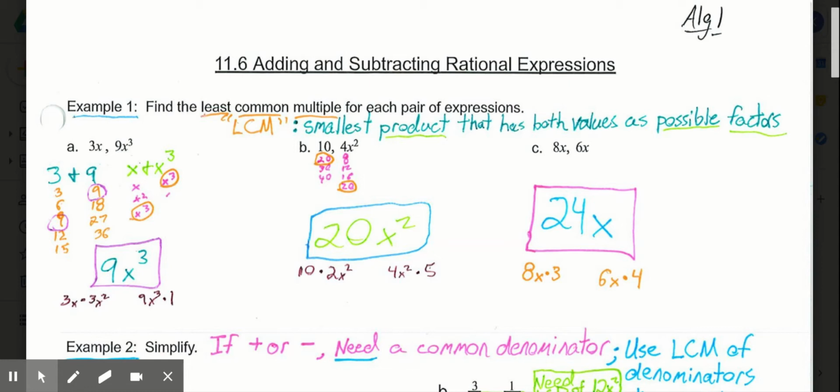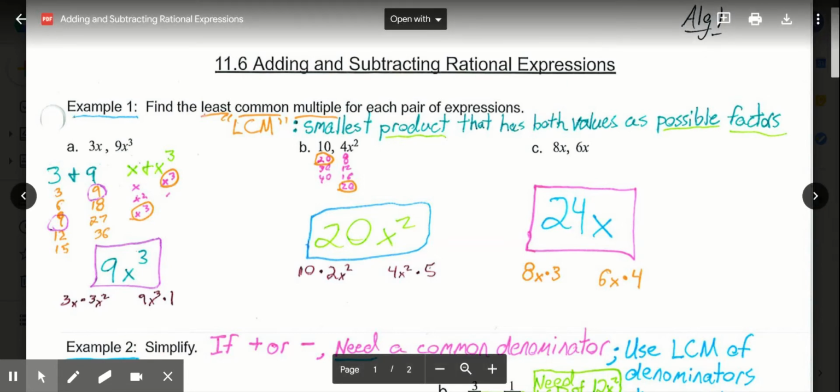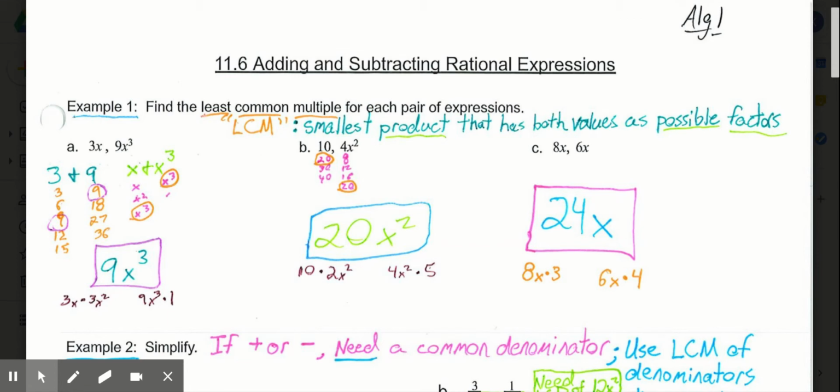And then in C, the least common multiple of 8x and 6x. x is shared by both, so I know x will be part of my answer. And the smallest number that both 6 and 8 multiply into is 24. So if I take my 8x times 3 and my 6x times 4, I get 24x. So 24x is my least common multiple.